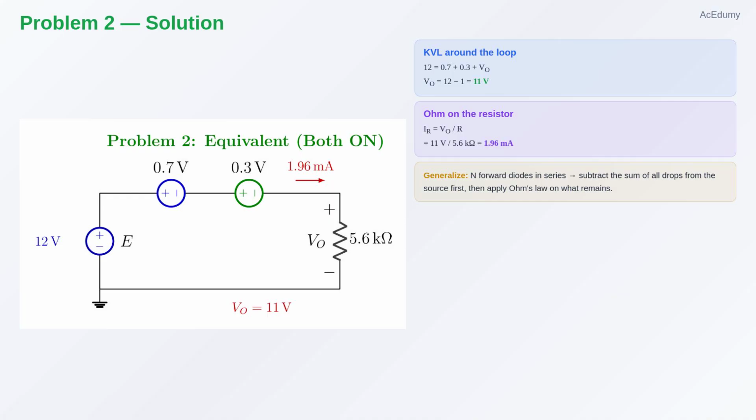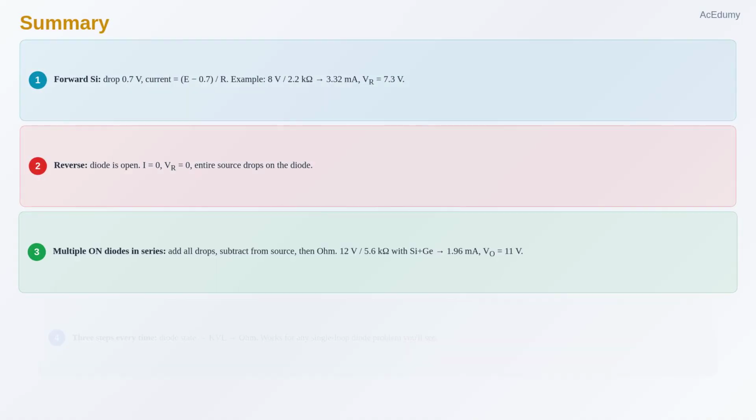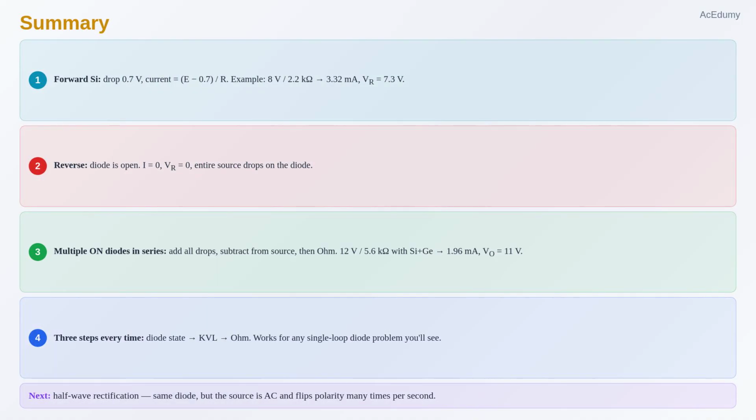2 diodes? Add them. 3 diodes? Add all 3. The principle is the same. 4 LEDs in series at 2 volts each? That is 8 volts you need to overcome before any current flows. Same algebra. Let us recap the workflow for any single loop diode problem.